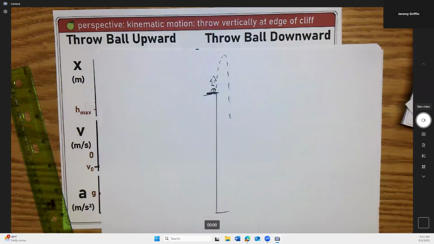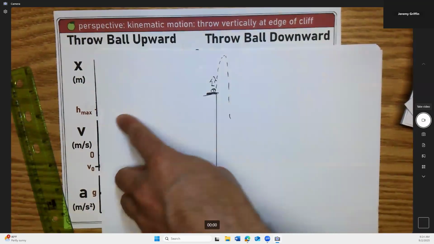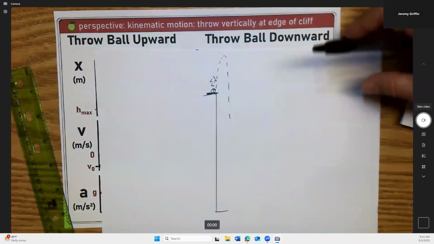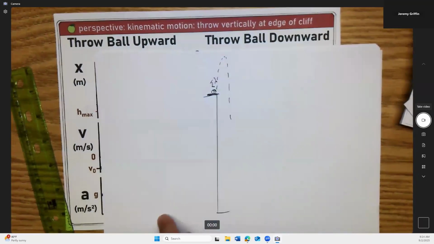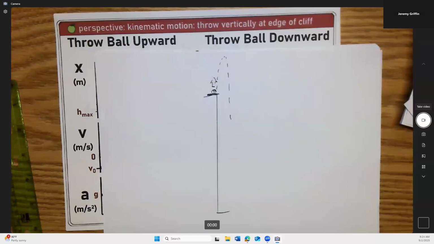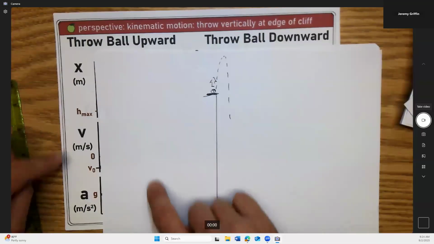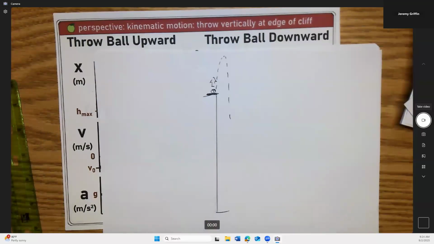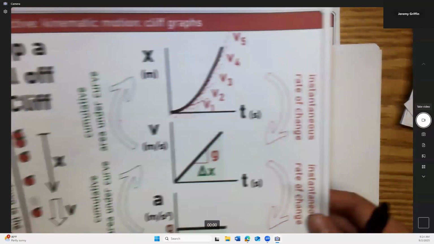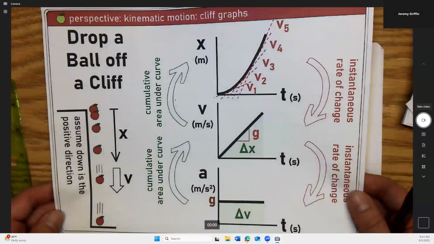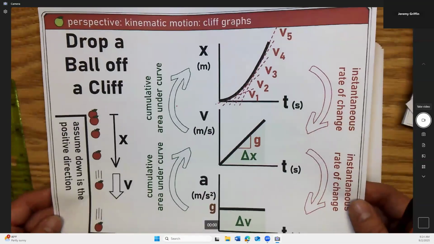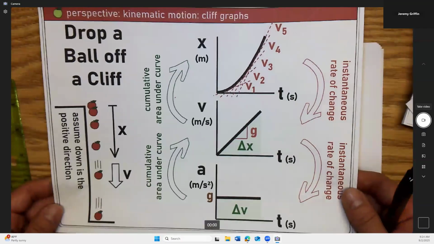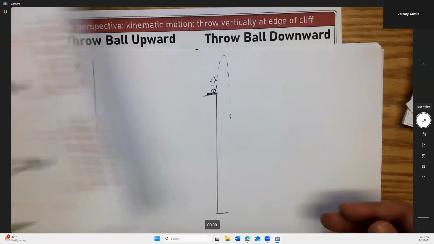X versus T, V versus T, A versus T. So we're covering up the time axis. Okay, but you know there's a time axis up here, right? X versus T, V versus T, A versus T. Okay. So it's going to look similar to dropping the ball, but not exactly the same. It's going to be a little different. I wonder what's similar and what's different between dropping the ball versus throwing it.